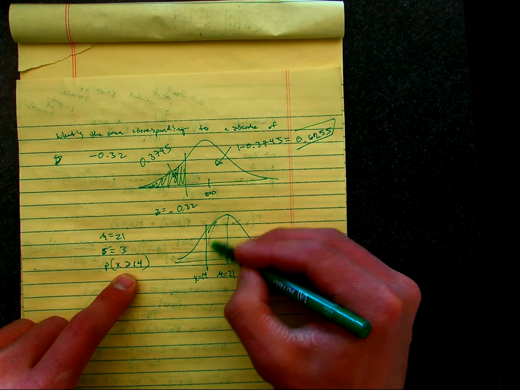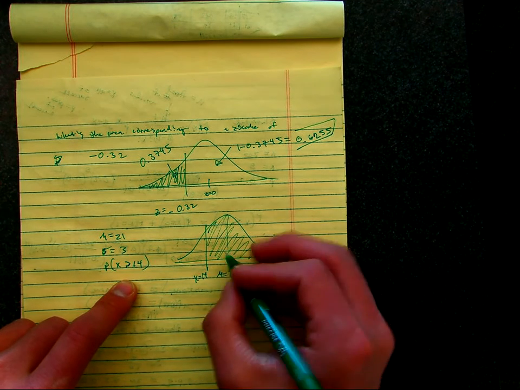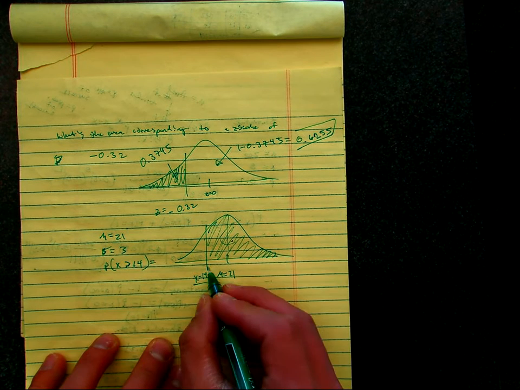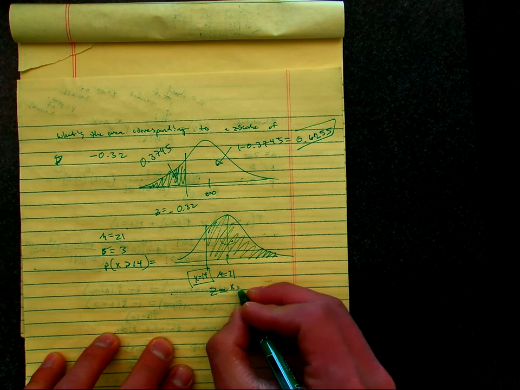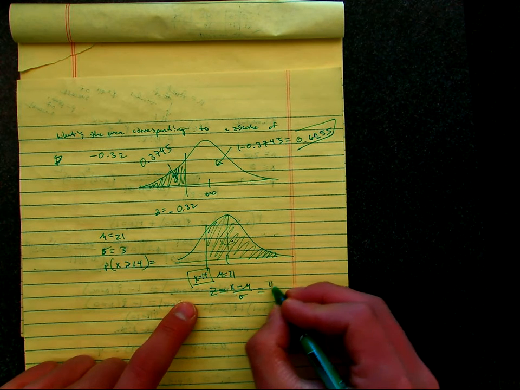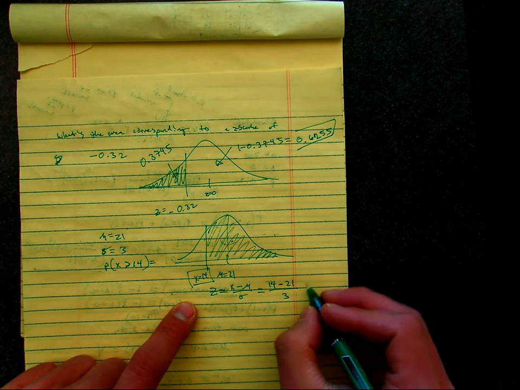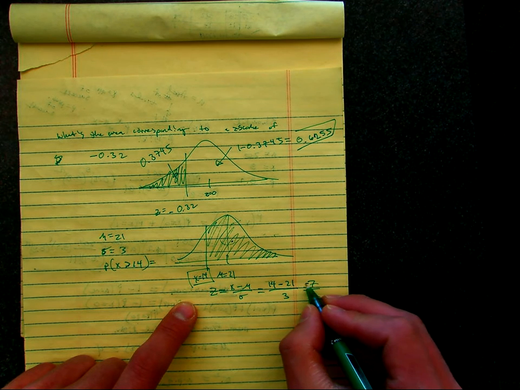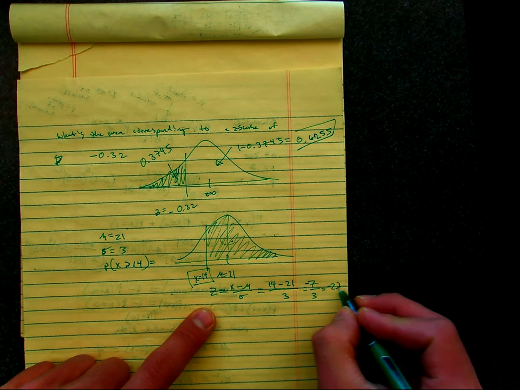So that is all of this area up here, right? Greater than. So we're going above. Now we want to figure out the probability of that. So we want to figure out this area. So what we need to do is find a z-score that corresponds to that. So we have z is equal to x minus mu over sigma. So in this case, we just plug in our points. So 14 minus 21 divided by 3. So 14 minus 21 is negative 7, over 3 gives me negative 2.33.